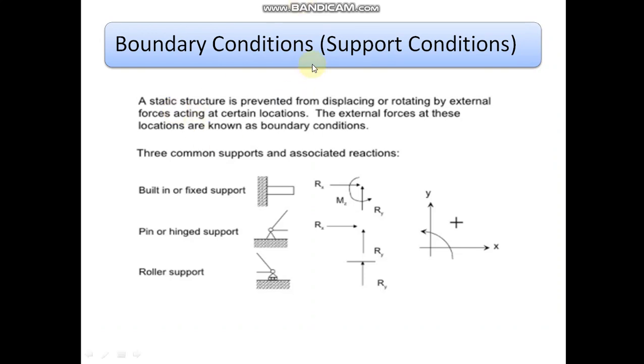Again, this is also discussed. Boundary conditions or support conditions you can see here. For example, you consider a fixed support. So totally a fixed support can have three reactions: one reaction vertically, another reaction horizontally, and there can be a moment. A pinned or hinged support can develop two reactions, one along the y-axis and one along the x-axis, and it is free to rotate, so there will not be any moment developed.